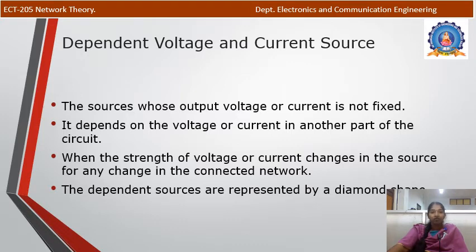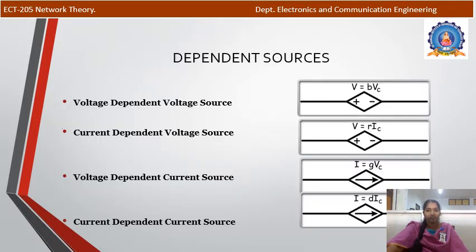So when the strength of the voltage or current changes in the source for any change in the connected network, and this dependent voltage source we are representing by using a diamond shape. As in the previous slides we saw that the independent voltage source is represented by using a circle, but for dependent sources we are using a diamond shape. So these are the dependent sources.